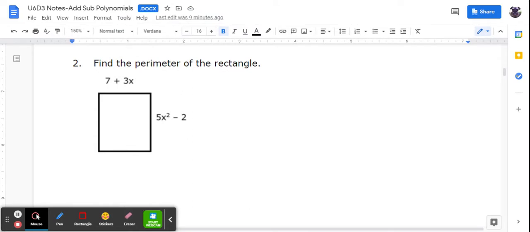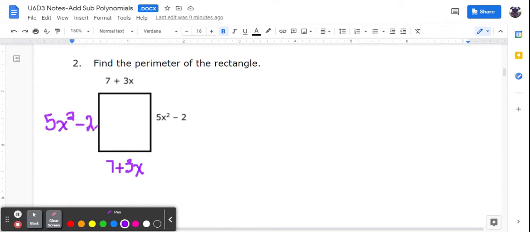Okay, so let's go ahead and take a look at the perimeter of a rectangle. Well, just kind of going back to geometry, perimeter is adding up all of the sides. So if this top side is 7 plus 3x, then we know that opposite sides are congruent. We have 7 plus 3x on the bottom. And again, opposite sides are congruent. So if we have 5x squared minus 2 on the right-hand side, we're going to have 5x squared minus 2 on this left-hand side. So when we find the perimeter, we're adding all four sides together.